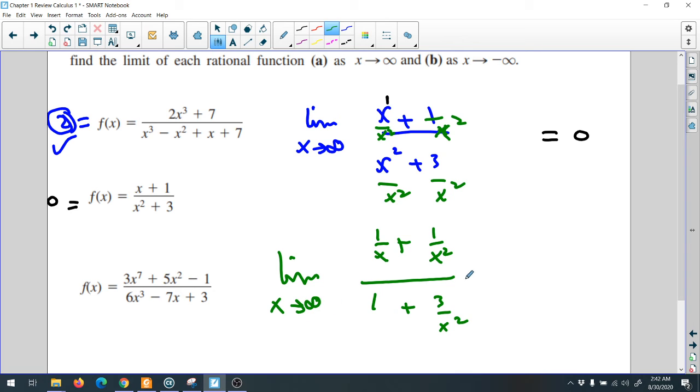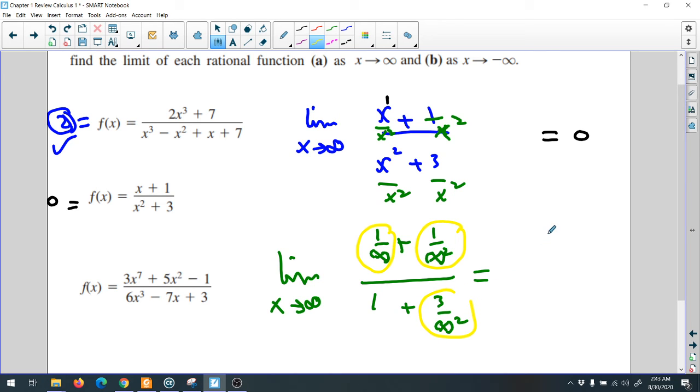Now we replace x with infinity. So instead of x, we put infinity. So if you see 1 over infinity, any number over infinity is 0. This is 0. 1 over infinity squared, still infinity. Infinity squared is the same as infinity. Infinity to the million power is still infinity. Okay, so it's 0. And this is 3 over infinity squared, still 0.